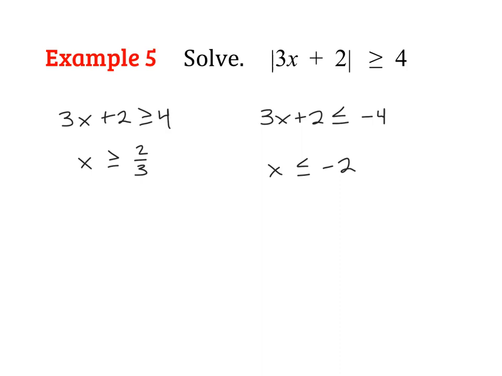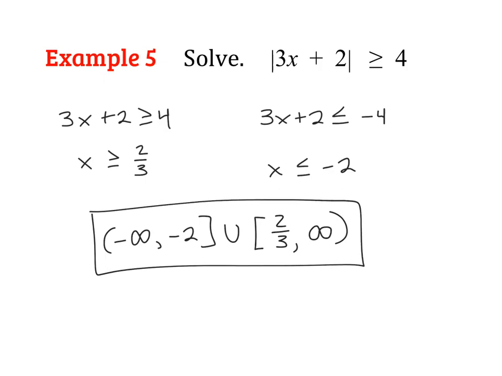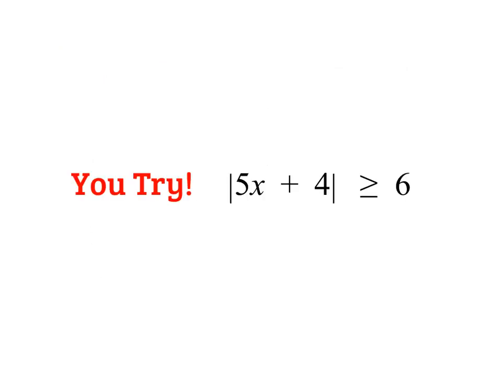So to write this in interval notation, let's start with this one. X is less than or equal to negative 2, which means everything from negative infinity to negative 2, including negative 2. We'll do our little U symbol, and then everything greater than or equal to 2/3 would be everything from 2/3 to positive infinity. And that's our interval notation answer. Okay, last one. Go ahead and pause the video and give this one a try.